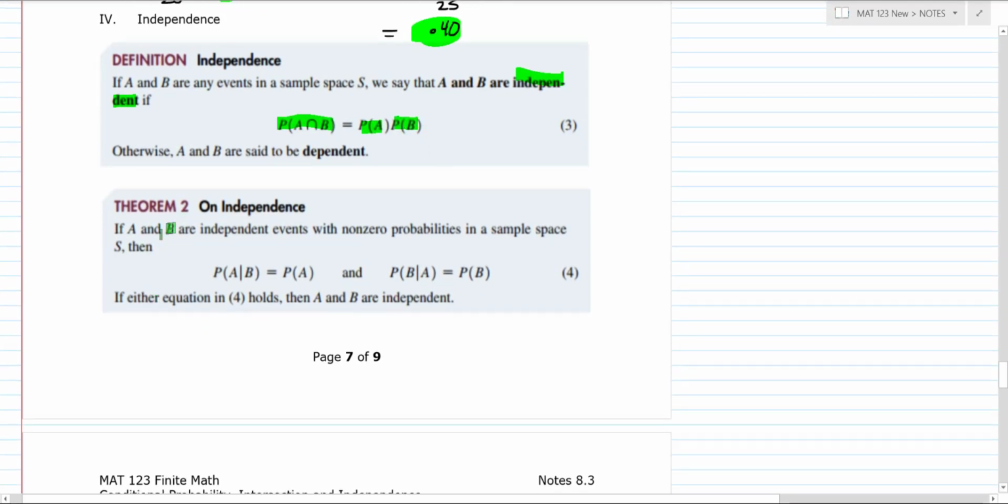Theorem 2 says if A and B are independent events with non-zero probabilities in a sample space, then we would expect the probability of A given B to just be the probability of A, and the probability of B given A just to be the probability of B. So I'm going to explain how this goes in some examples here, how you can make sense of this.